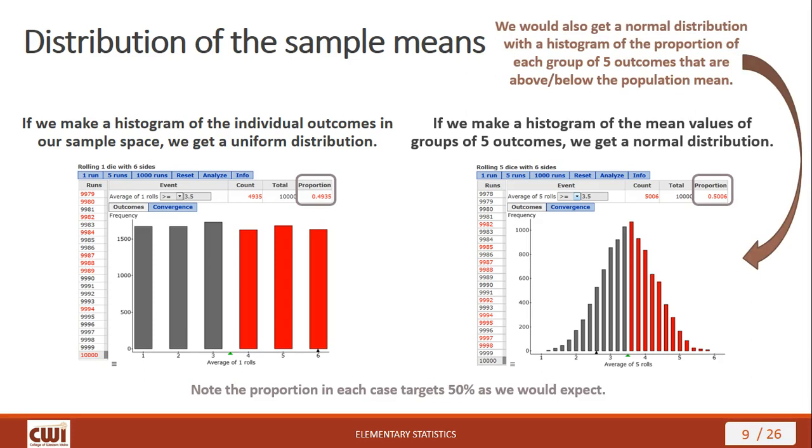We'd also get a normal distribution with a histogram of the proportions of each group of 5 outcomes that are above and below the population mean. So if we looked at samples for the mean value, so the mean value for each of the 5 dice rolls that we make, we take those mean values and we organize them into a distribution, and we would see that half of them are above the mean value and half of them are below. So we're getting a normal distribution whether we're looking at proportions or we're looking at means.